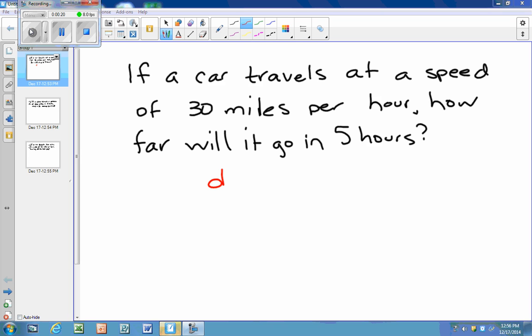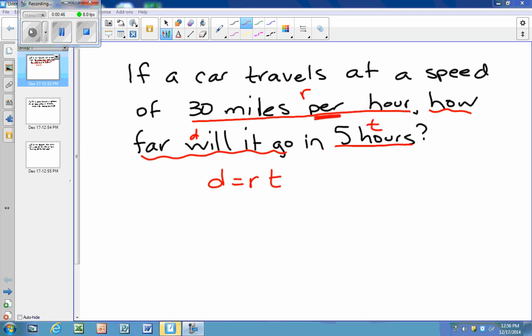So we are going to be using the distance formula, which is distance equals rate times time. Now let's reread the problem and see if we can identify what's the distance, what's the rate, and the time. If a car travels at a speed of 30 miles per hour, remember we said that that word "per" is a signal that this is going to be our rate. How far will it go? So we're trying to find how far it will go. That's going to be our distance. In 5 hours, 5 hours is obviously going to be our time.